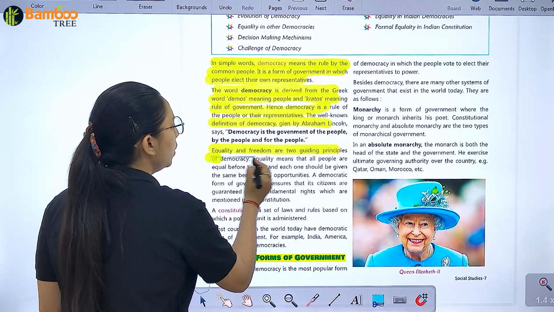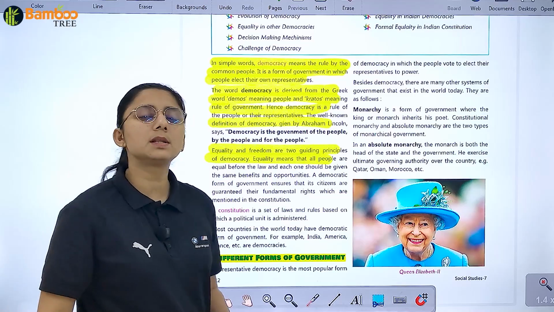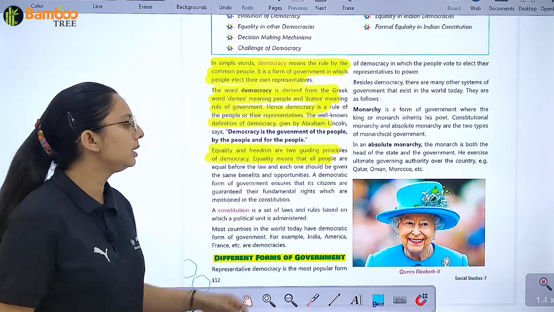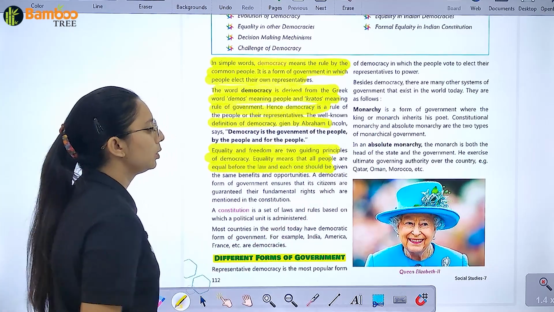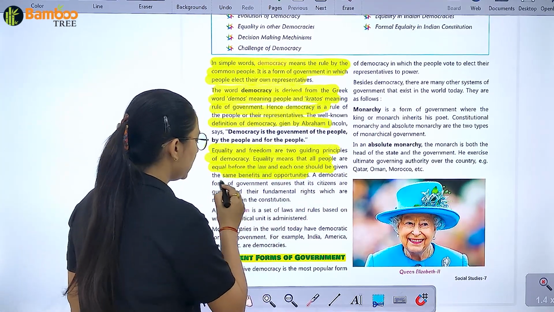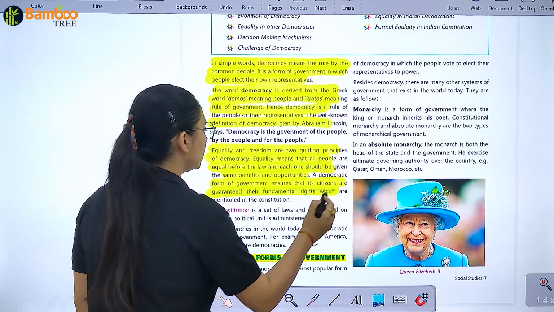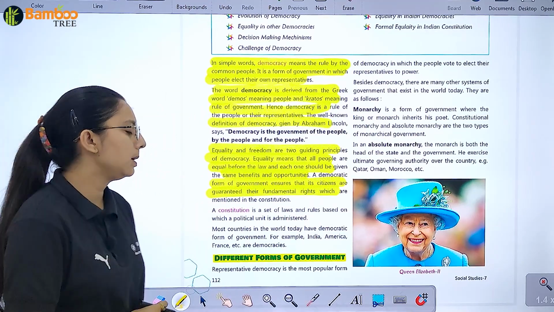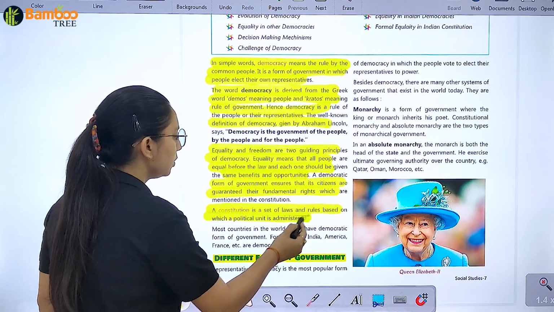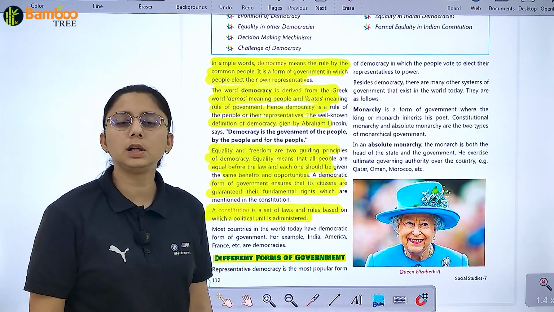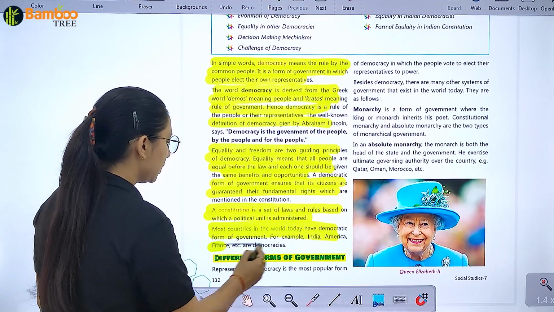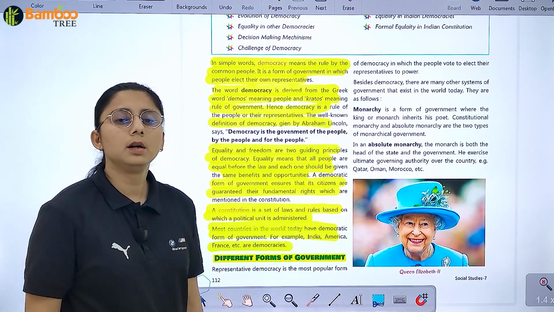Equality and freedom are two guiding principles. दो guiding principle हैं आपके democracy के, एक है equality, एक है freedom. Equality means that all people are equal before the law and each one should be given the same benefits and opportunities. A democratic form of government ensures that its citizens are guaranteed their fundamental rights, जो आपके constitution में mentioned हैं. A constitution is a set of laws and rules on which a political unit's administration is based. Most countries of the world today have a democratic form of government, like India, America, France.